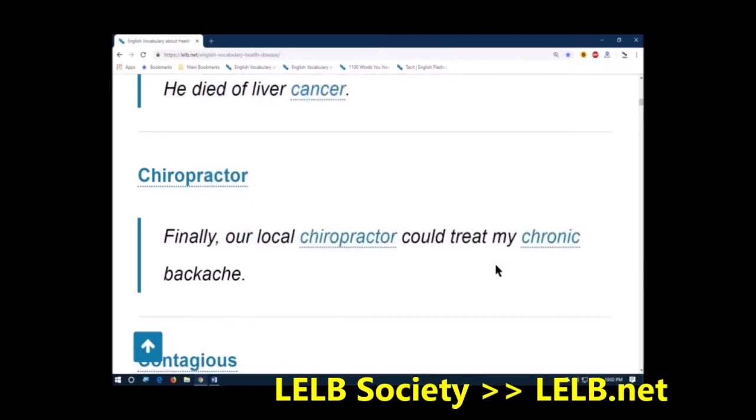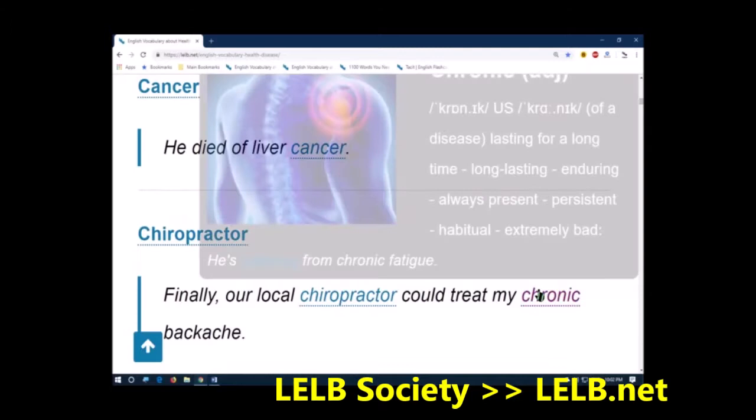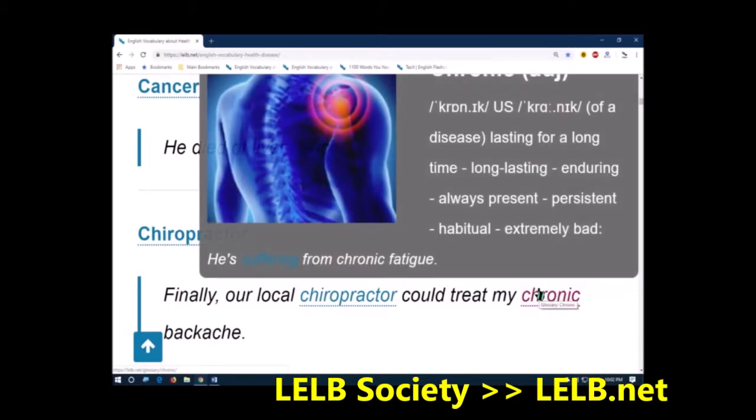Chronic means lasting for a long time. Chronic. Of a disease lasting for a long time. Long lasting, enduring, always present.